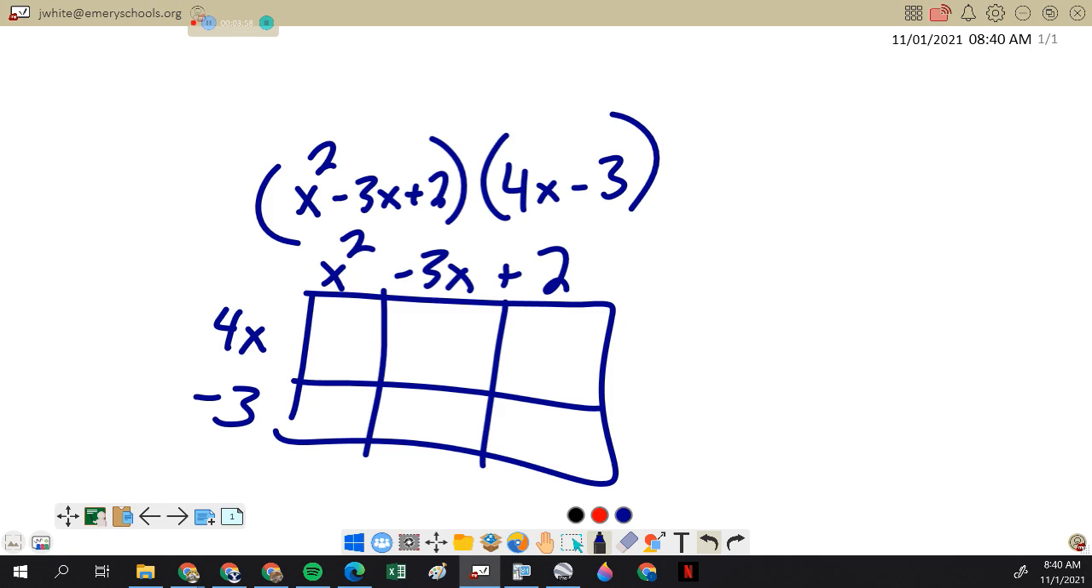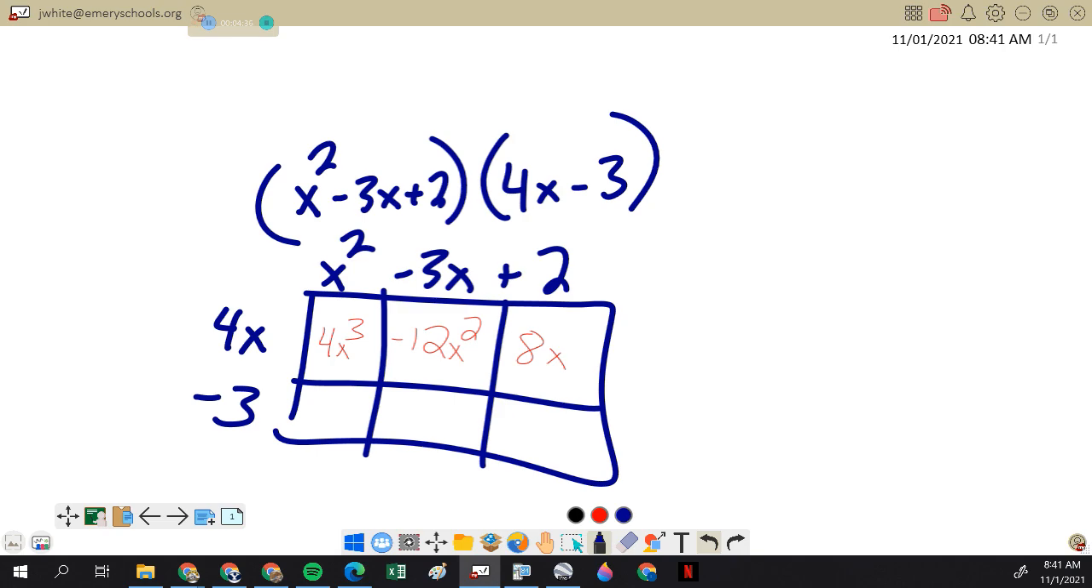And like I said, one of the really nice things about drawing this box is you're not going to skip any multiplication. When you have a complicated set of polynomials multiplied by each other, it's really easy to skip or omit one of the terms. But in this case, you're not going to skip anything, because if a box isn't empty, you're not finished. So 4x times x squared is 4x to the third. 4x times negative 3x is negative 12x squared. 4x times 2 is 8x.